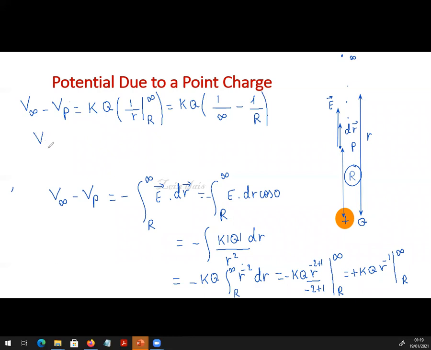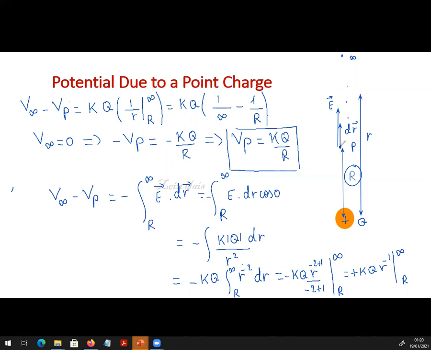So V infinity equals 0. So minus Vp equals minus KQ divided by R. So Vp equals KQ divided by R. Like this, we can calculate the electric potential at the point P equals KQ divided by R. This is the calculation of the electric potential at any point due to a point charge.